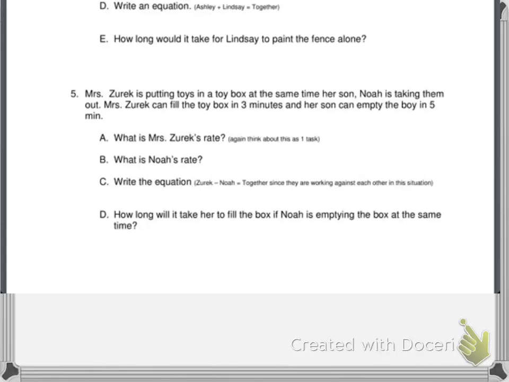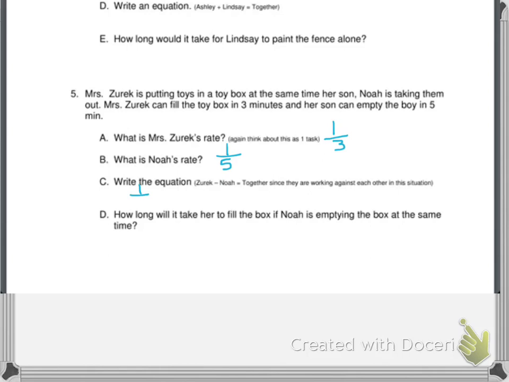Okay, for this next problem, we have a different kind of situation where someone is working for and someone is working against. So the mom can put toys away faster than the boy can take them out. But if she's putting them away while he's taking them out, how long would it take for all of them to be put away? So her rate is 1 out of 3, meaning she can put one set of toys away in 3 minutes, and he can take them out one set of toys in 5 minutes.